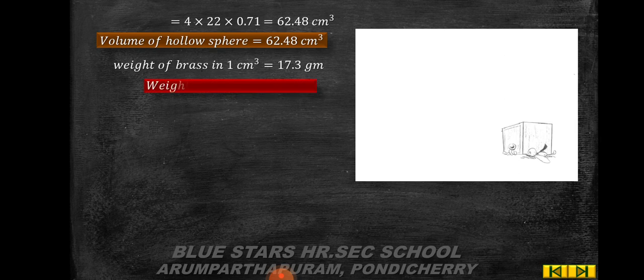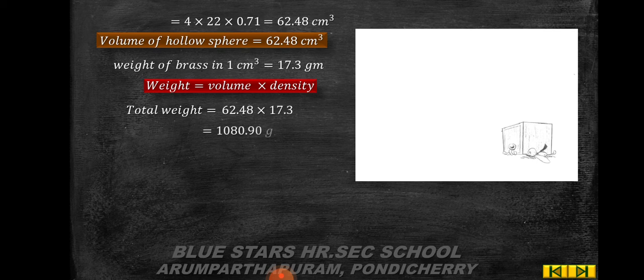Weight of brass in 1 cubic centimeter is equal to 17.3 gram. So weight is equal to volume into density. Therefore, total weight is equal to 62.48 into 17.3, which is equal to 1080.90 gram. Therefore, total weight is 1080.90 grams.